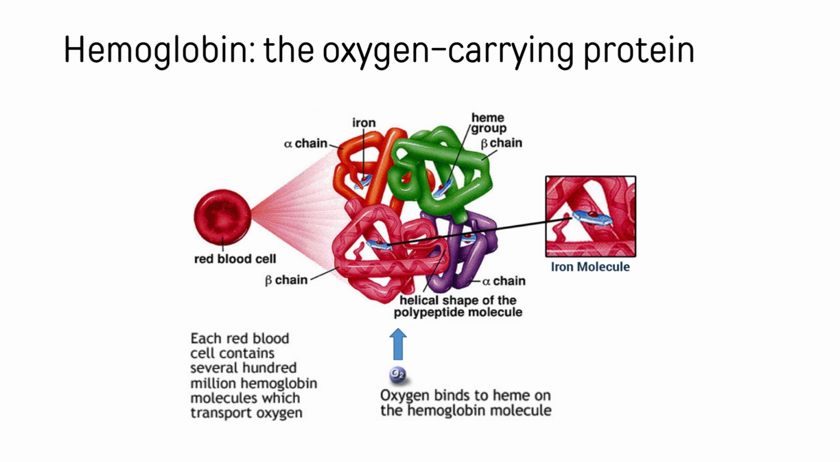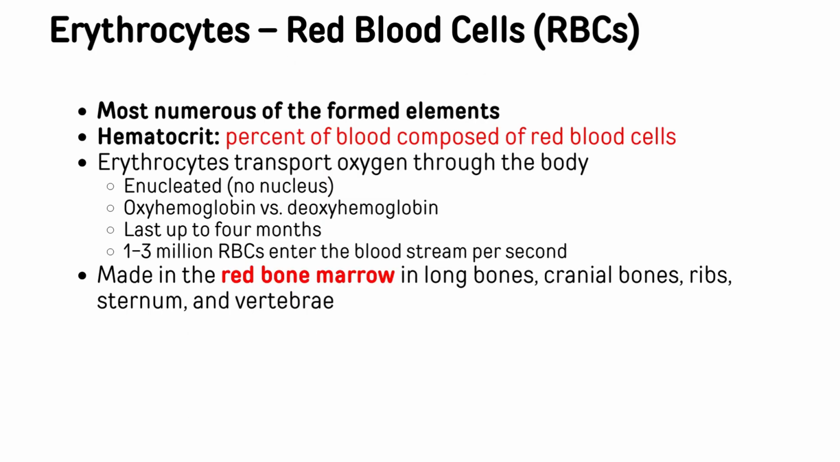The basic structure of hemoglobin is 4 polypeptide chains, each with a central heme group, the heme being a red pigment, and inside that heme group, you have a central iron atom that actually bonds to oxygen. So in hemoglobin, oxygen binds to iron.